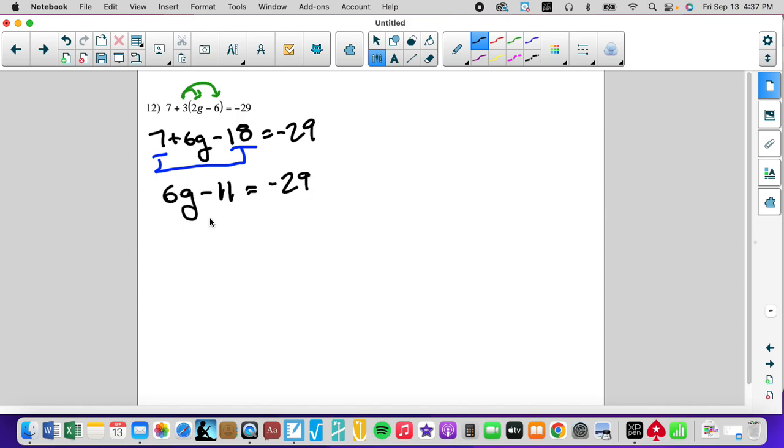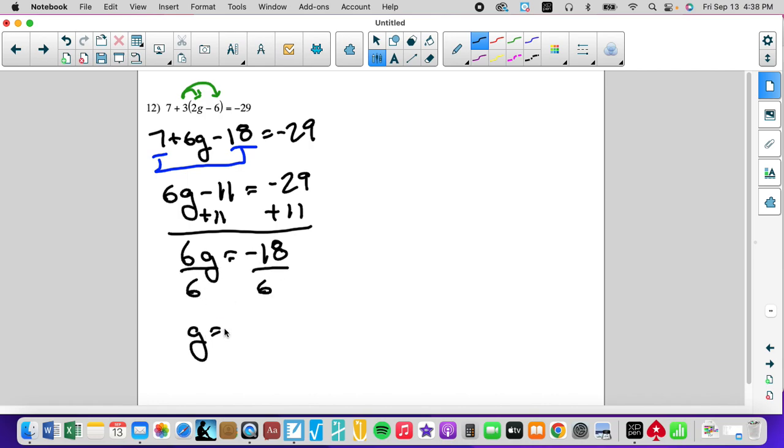Equals negative 29. Now it's a two-step problem. We'll add 11. 6g equals negative 18. Negative 29 plus 11 gives me negative 18. Divide by 6. And we get g equals negative 3. A negative divided by a positive is a negative.